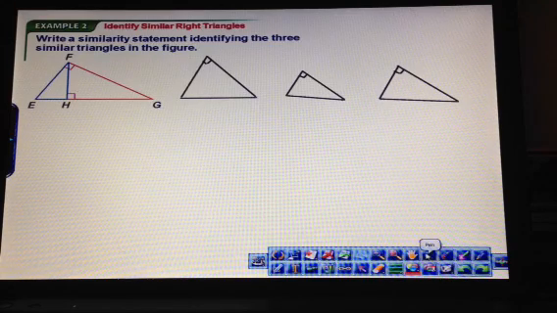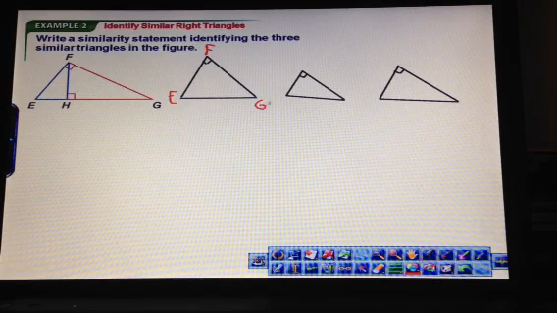And I'm going to go ahead and draw them so that we can see the same perspective. So I've drawn the right angle at the top each time. This first one is the big triangle, E, F, G. This second one's the blue one, E, F, H.